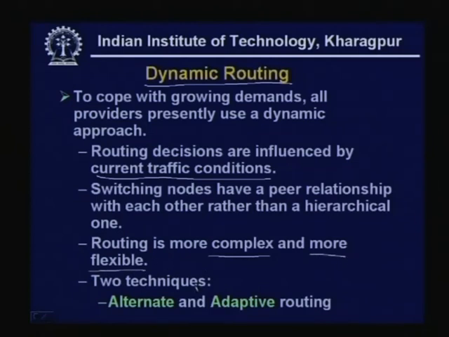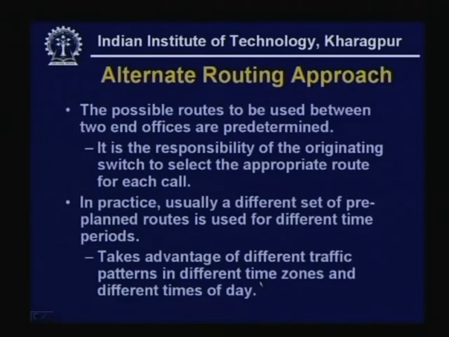There are two basic techniques used. One is known as alternate routing, another is known as adaptive routing. Let us see how they work. First, let us consider the alternate routing approach. Here, the possible routes between two endpoints are predetermined. So, it is the responsibility of the originating switch to select the appropriate route for each call.